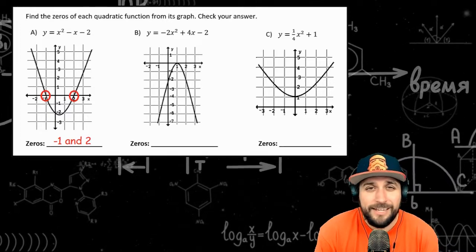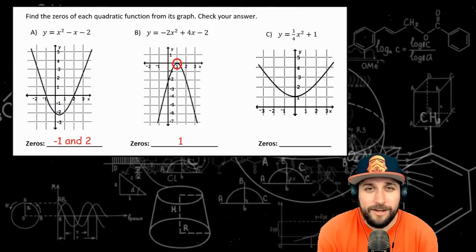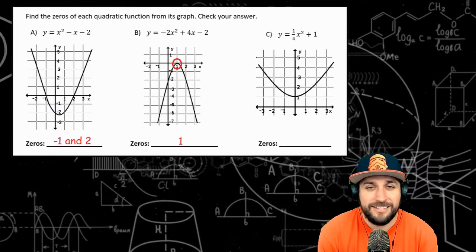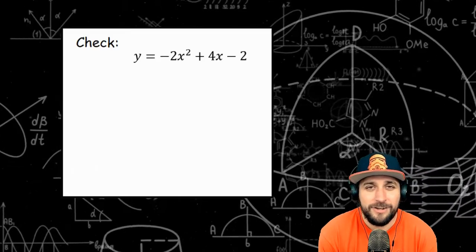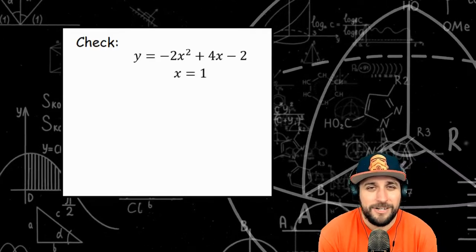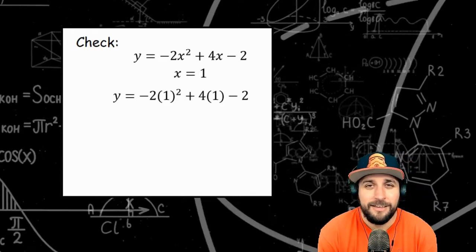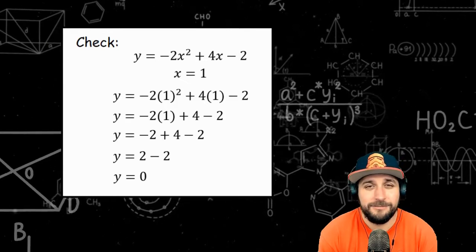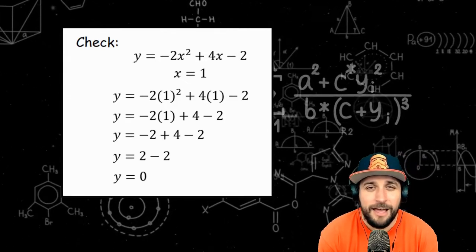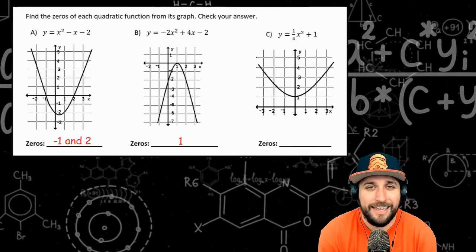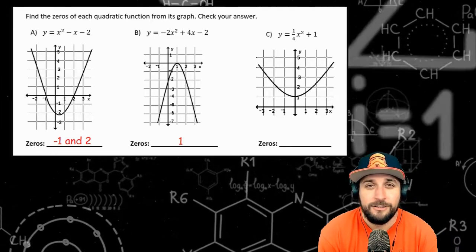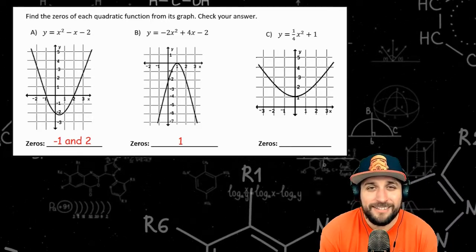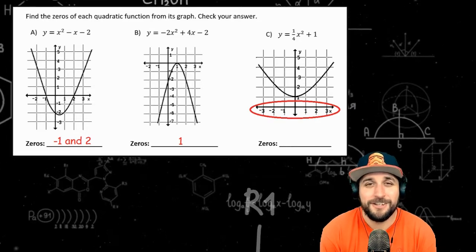On example B, it looks like my 0 is at +1. Looks like that's the only one, so I check it just to be sure. If I plug in a 1 into my function, I should get out a 0. And when I plug in a 1 for x, I get out a 0. So that's correct. I only have 1 zero on example B at 1. On C, it never crosses my x-axis, so I have no zeros on example C.